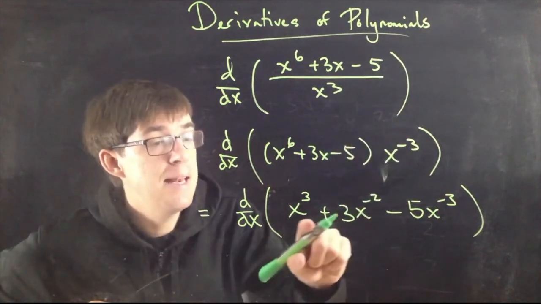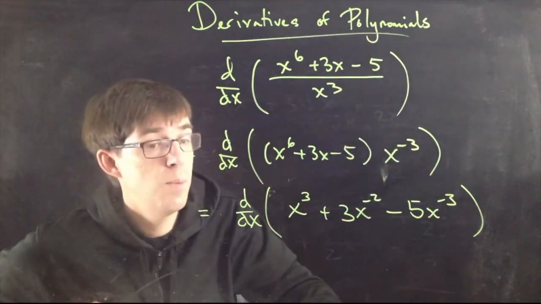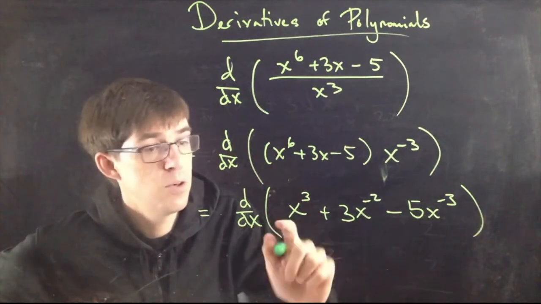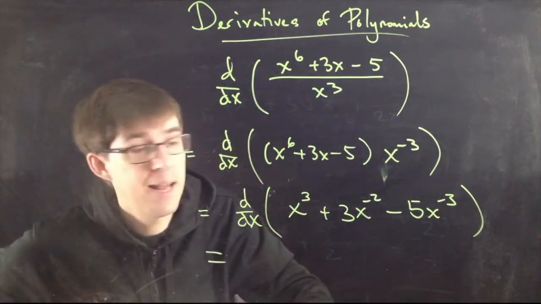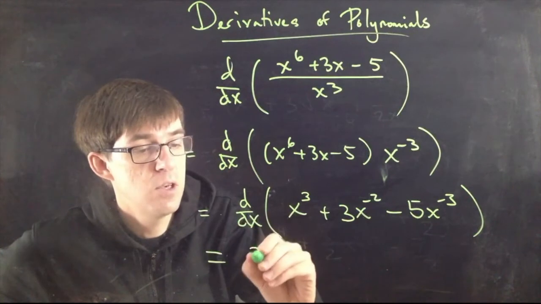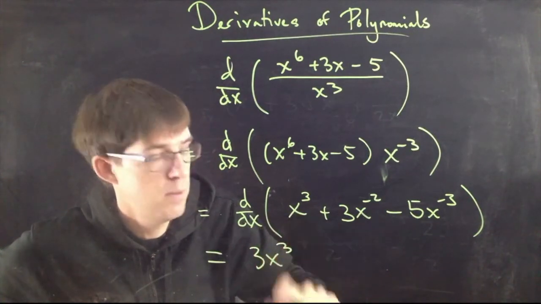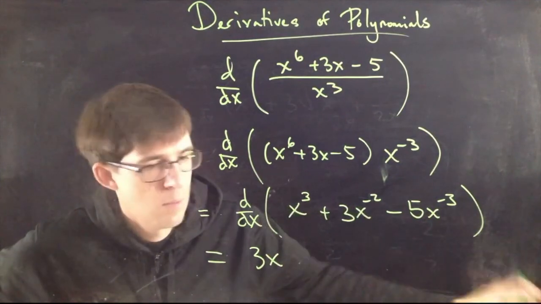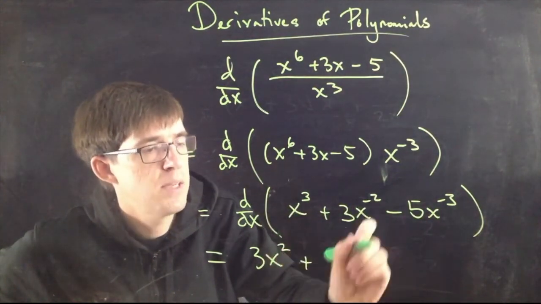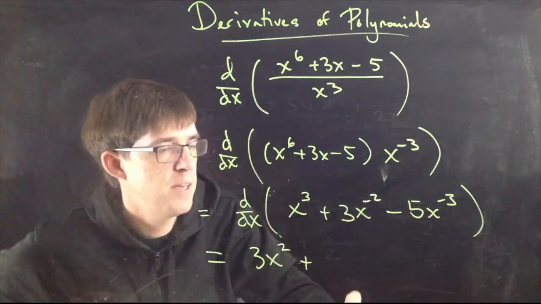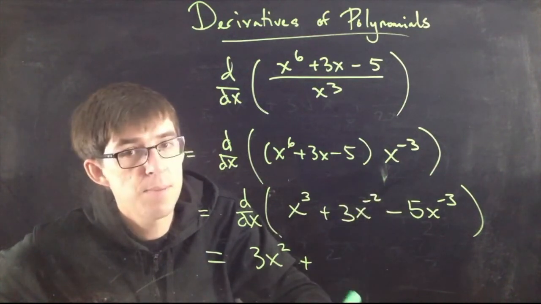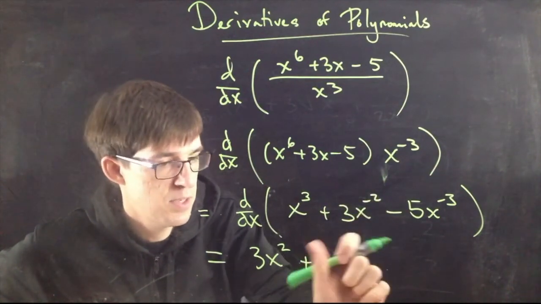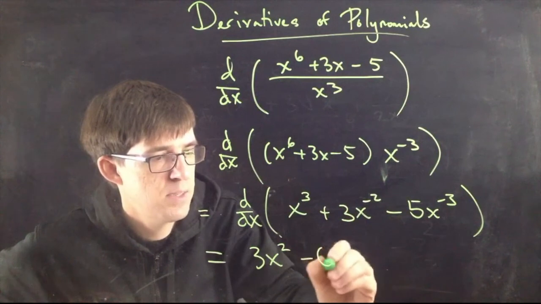I did that, and now it just looks like an ordinary polynomial, and I can just take the derivative term by term the way that I like to do. So the derivative of x cubed is 3x squared. Plus the derivative of 3x to the minus 2. The minus 2 comes down, multiplies by the 3. I get minus 6. So actually this plus is really a minus 6.